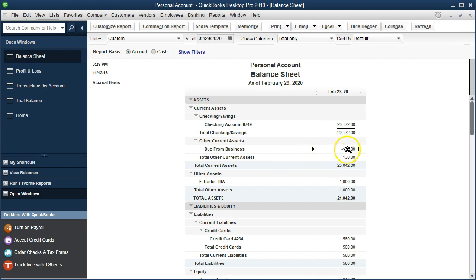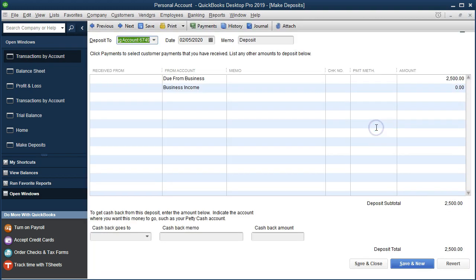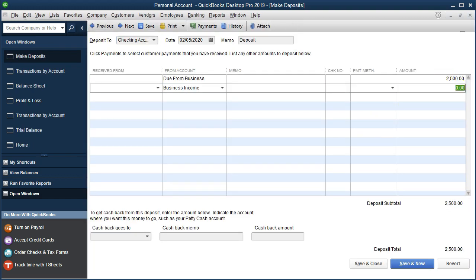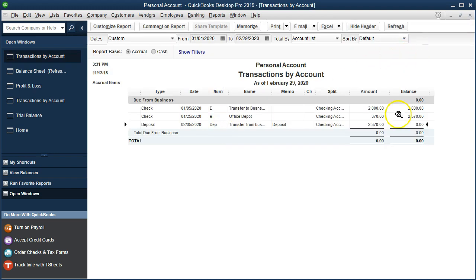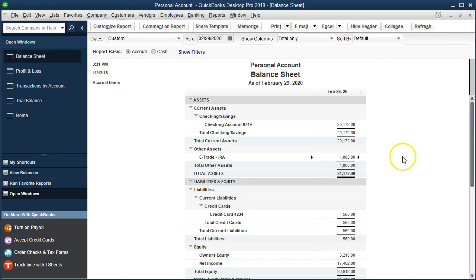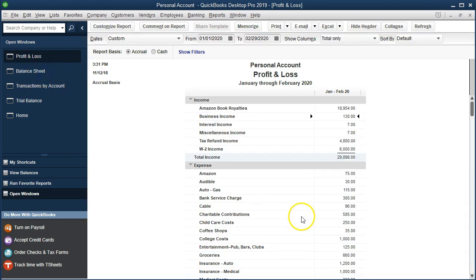So I'm going to go back over here and change it back. I'm going to go back to the due to/from business, and we're going to go to that 2,500, and we're going to change this to 130 again, and change this back to 2,370. So we'll save and close. And now, once again, this goes back down to 0. And we don't see anything on the balance sheet because we've been paid back on the personal side. So the company doesn't owe us any money. Not only that, but we have the 130 paid to us on the personal side over and above what we paid the company. So that's the main thing to do on the comparison.